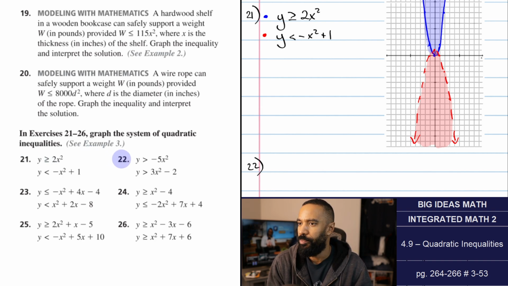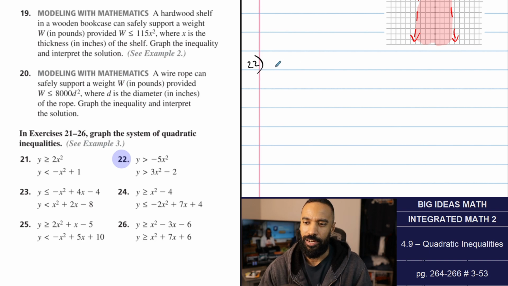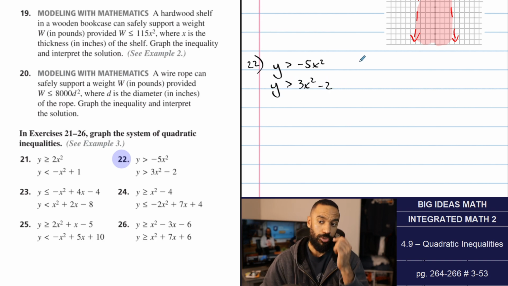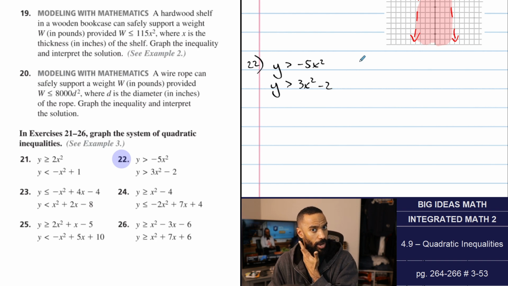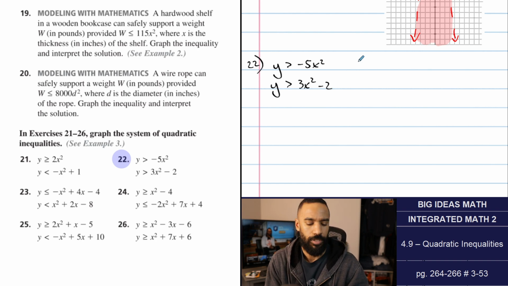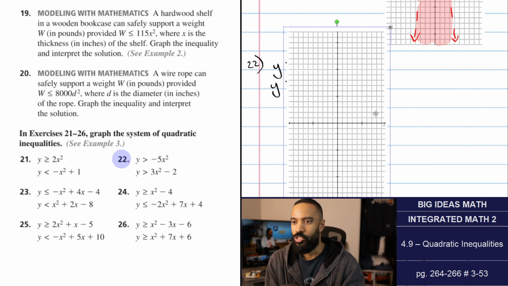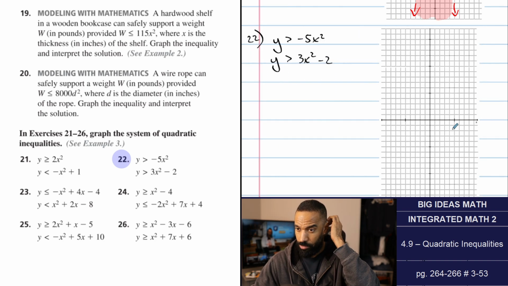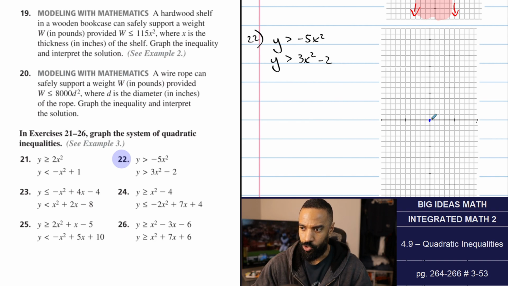Number 22, y is greater than negative 5x squared, and y is greater than 3x squared minus 2. Interesting that they're both going to be shading above, right? But one's upside down and one's right side up here. So negative 5x squared is at the origin for the vertex. This will be in blue.